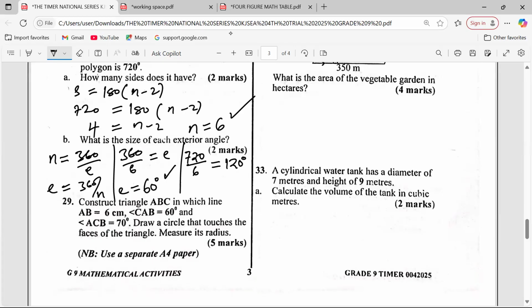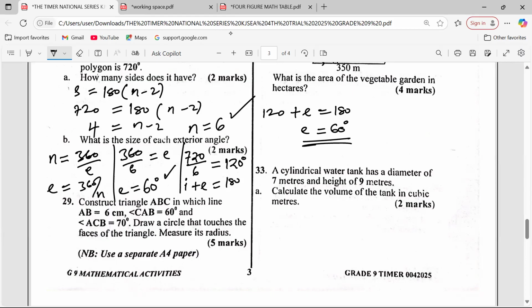Now with each being 120, I'm just confirming that when we divide 720 by 6, we get 120. We know that interior plus exterior should give us 180. So we already have the interior as 120, so we add a known exterior to give us 180. To remain with the exterior, 180 minus 120 is 60 degrees. So we are having 60 degrees.